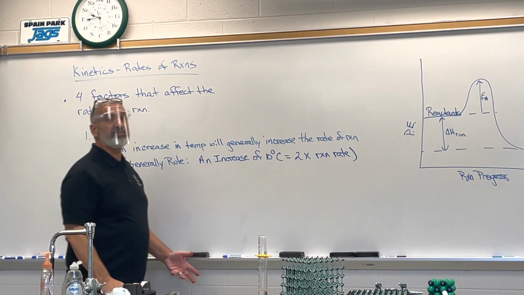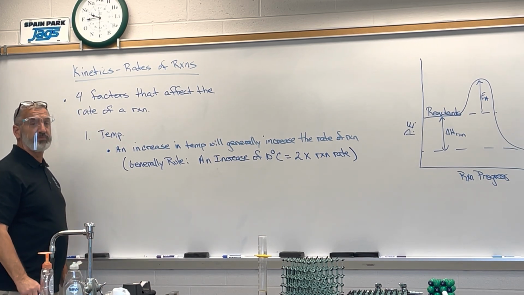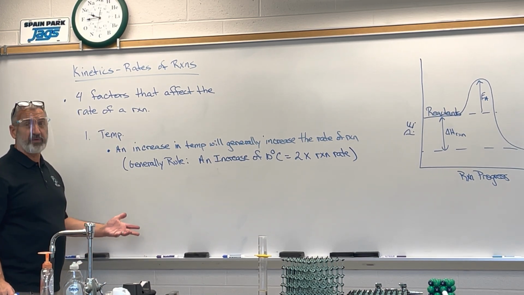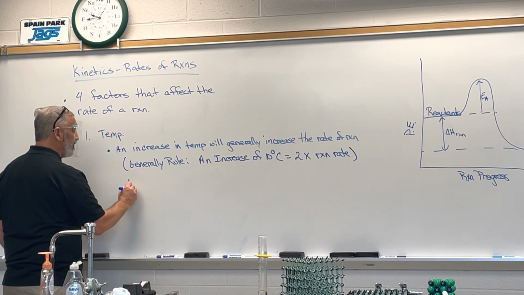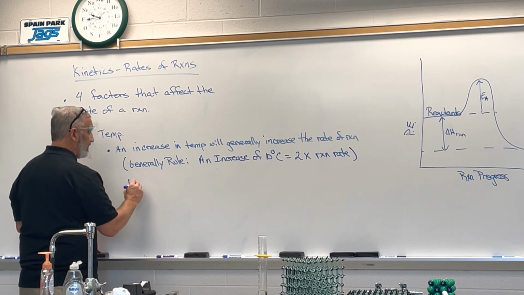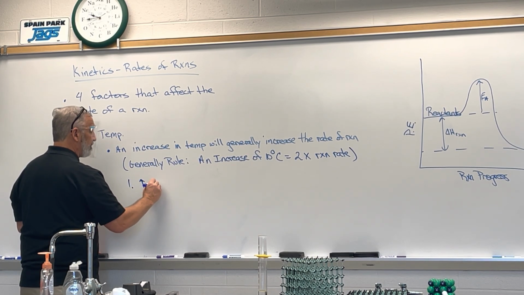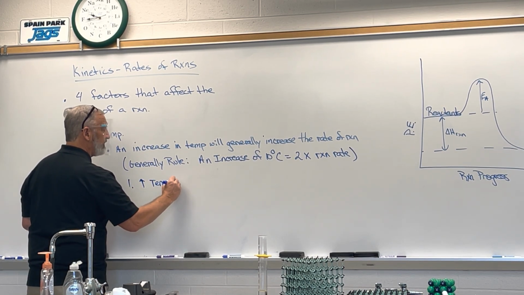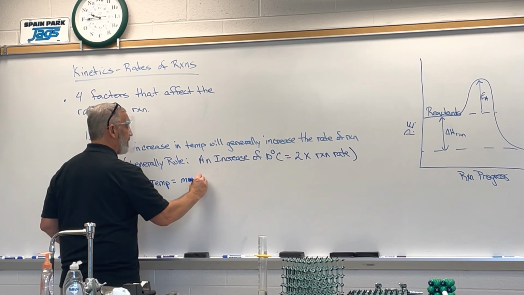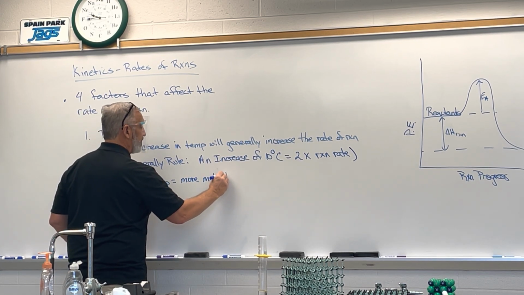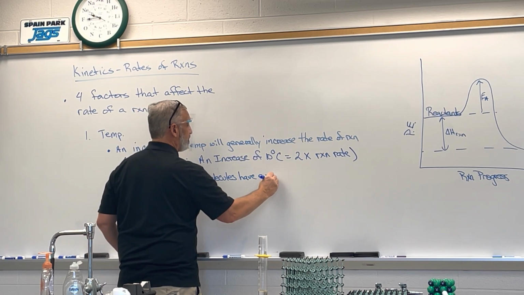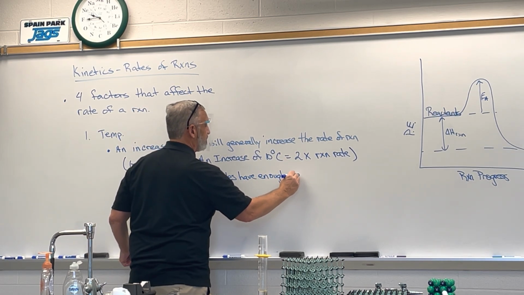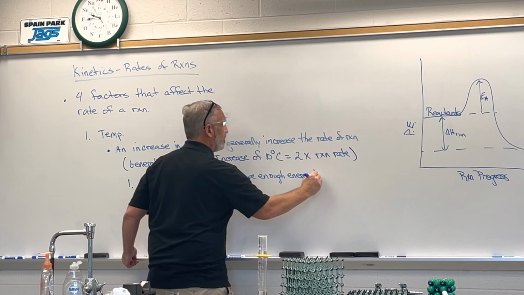So in other words, just 10 degrees makes it go twice as fast. You increase another 10 degrees, another twice as fast. Now, there are two things. Number one, higher temperature means more molecules have enough energy to overcome EA.